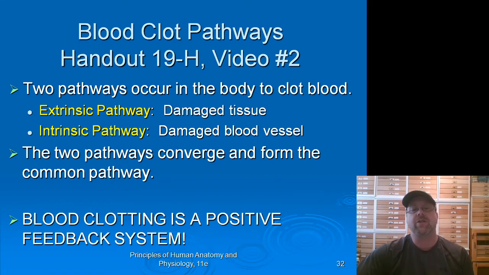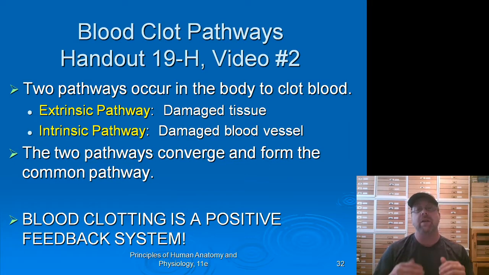Now, it's important to understand that the blood clotting is a positive feedback. So remember way back when we first started in Chapter 1, I told you that there are three major positive feedbacks that help our body. All right, the first one was childbirth. The second one was milk production. And now we're finally ready to talk about this third positive feedback system, blood clotting.